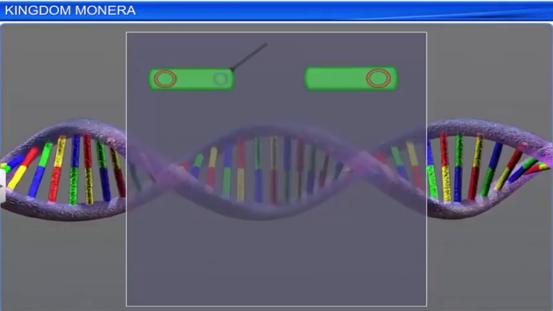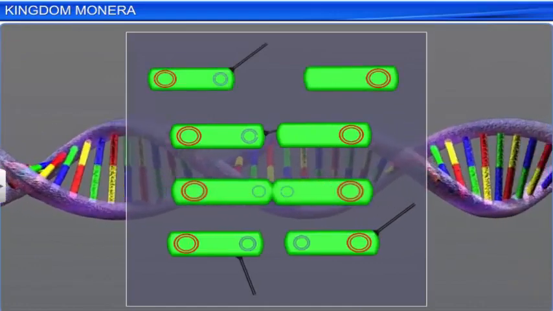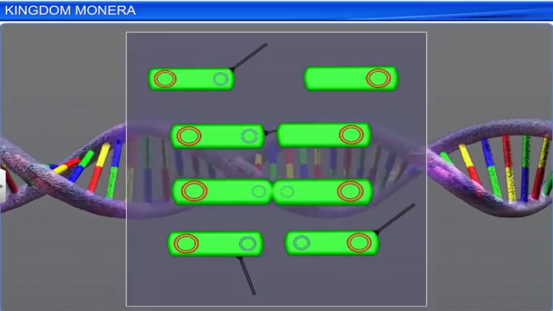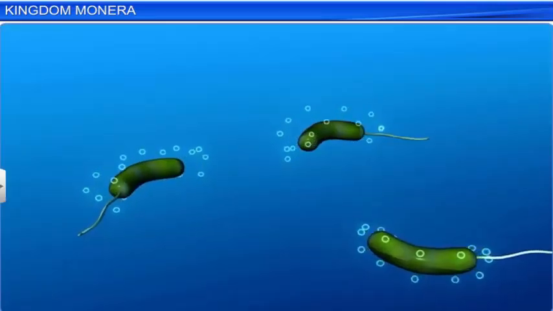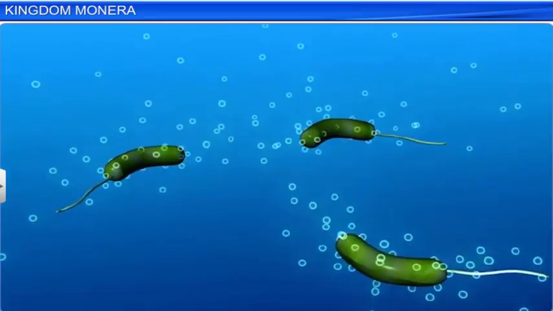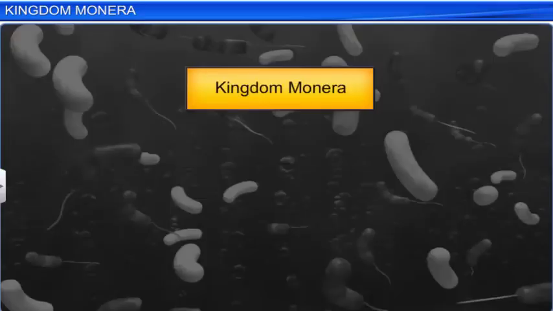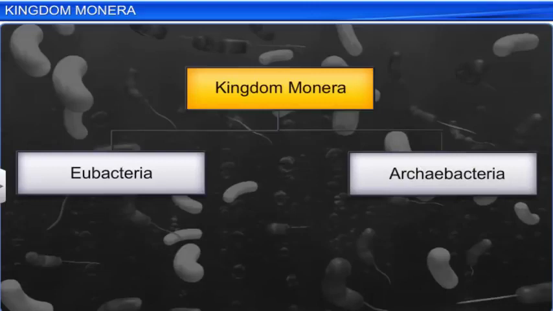Bacteria reproduce by fission. They can also reproduce sexually by a primitive DNA transfer from one bacterium to another through the pilus. Under unfavorable conditions, bacteria produce spores. Apart from eubacteria, there are special bacteria called archaebacteria that live in extreme conditions.